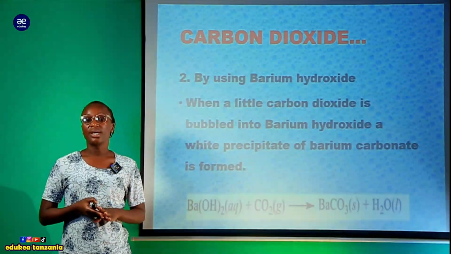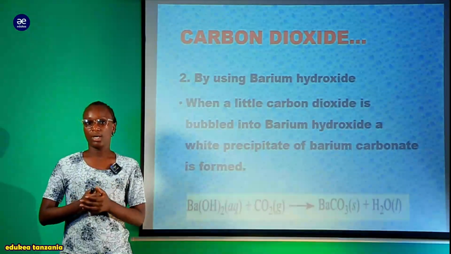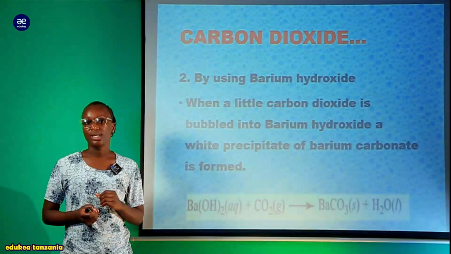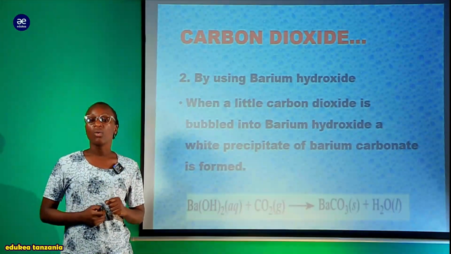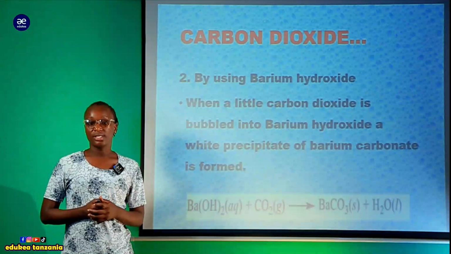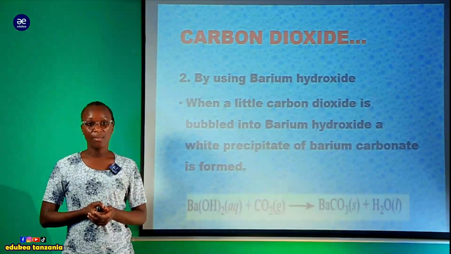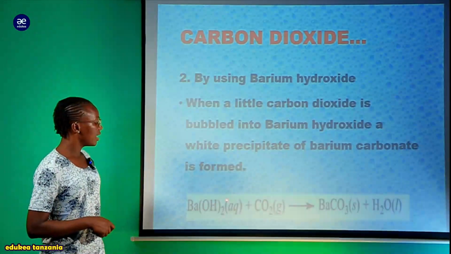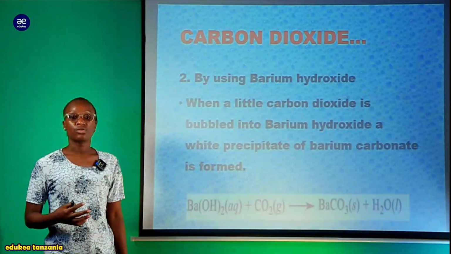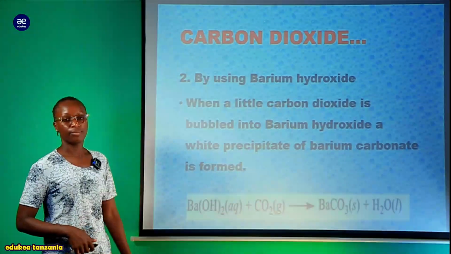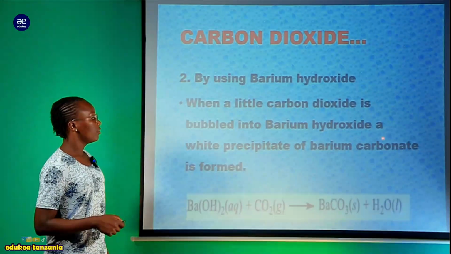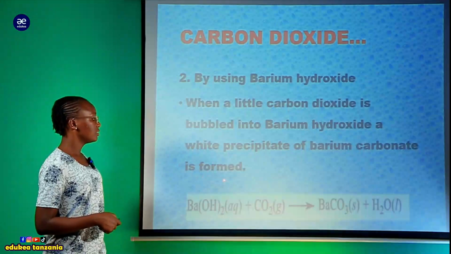We said that calcium carbonate is where we can find the element carbon. Carbon dioxide can be produced from these carbonates. The carbonate compound is where we can prepare carbon dioxide, for instance marble chips, calcium carbonate. So when we get formation of these compounds, it means they are the result of carbon dioxide. When a little carbon dioxide is bubbled into barium hydroxide, a white precipitate of barium carbonate is formed.